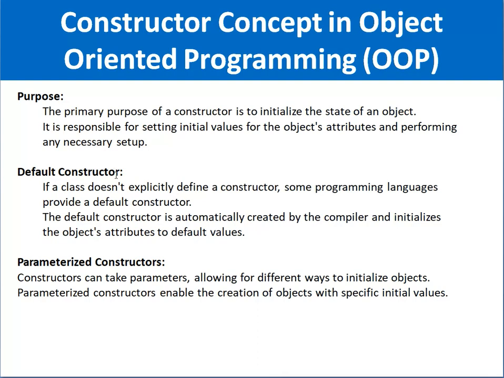A default constructor applies if a class doesn't explicitly define a constructor. Some programming languages provide a default constructor. The default constructor is automatically created by the compiler and initializes the object attributes to default values. Parameterized constructors are also there. That constructor can take parameters, allowing for different ways to initialize objects. Parameterized constructors enable the creation of objects with specific initial values.